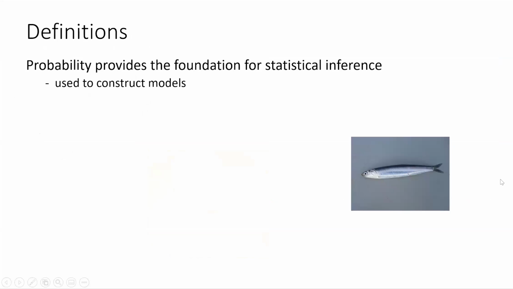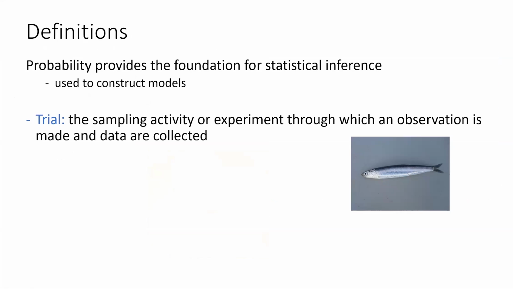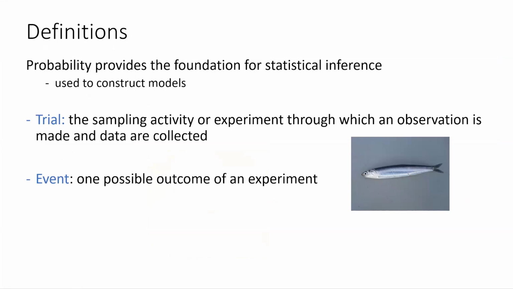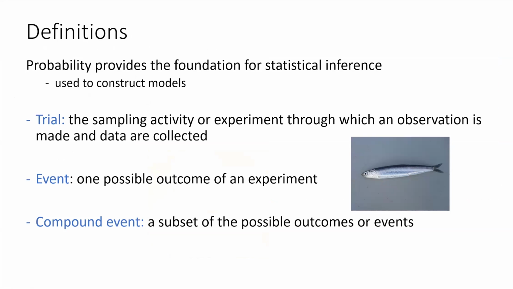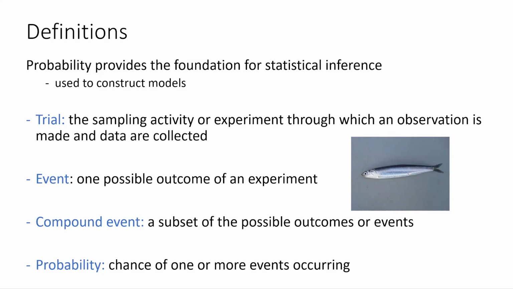Okay, so first off, probability provides the foundation for statistical inference, and it's used to construct models. So a trial is the sampling activity or experiment through which an observation is made and data are collected. An event is one possible outcome of an experiment. A compound event is a subset of the possible outcomes or events. And probability is the chance of one or more events occurring.